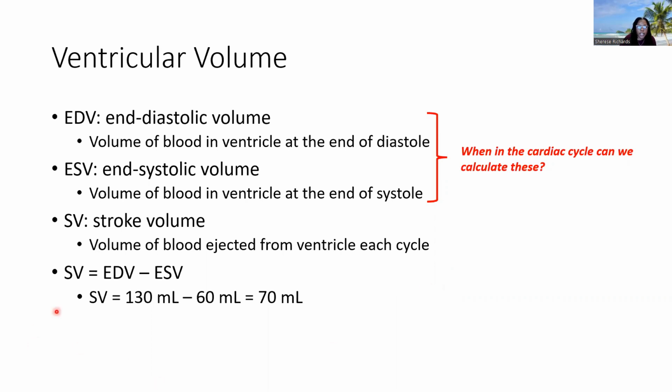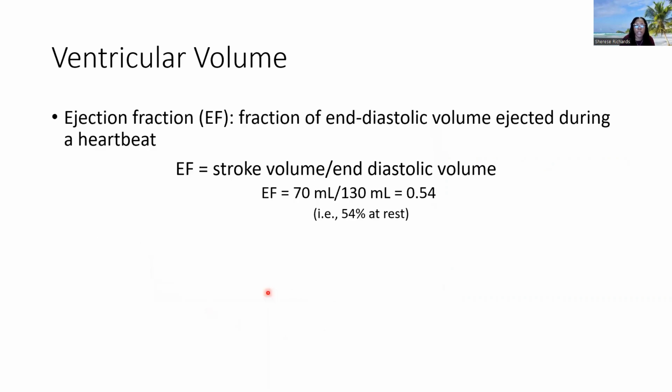So in order to calculate our stroke volume, we take our end diastolic volume, around about 130 mLs. We subtract our end systolic volume, what was left behind, around about 60 mLs. And so about 70 mLs has been ejected from the ventricle. On that basis, we can further derive our ejection fraction.